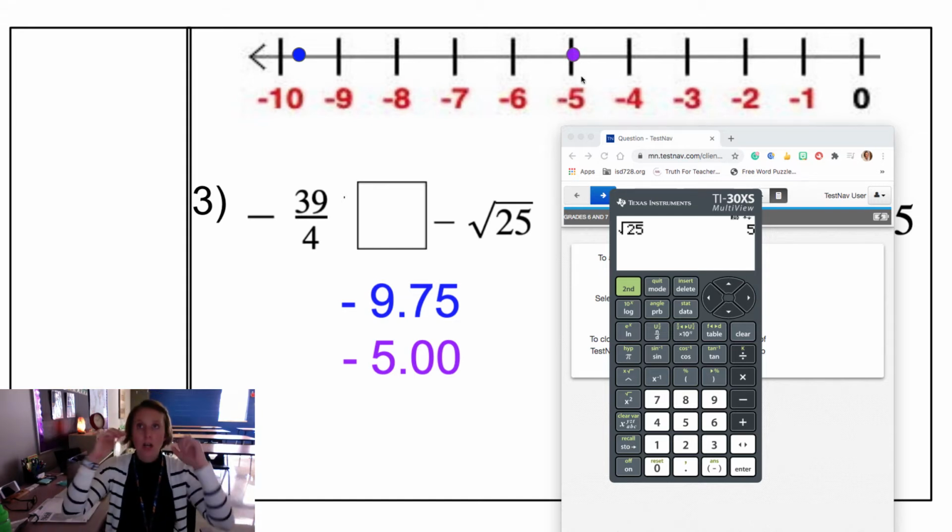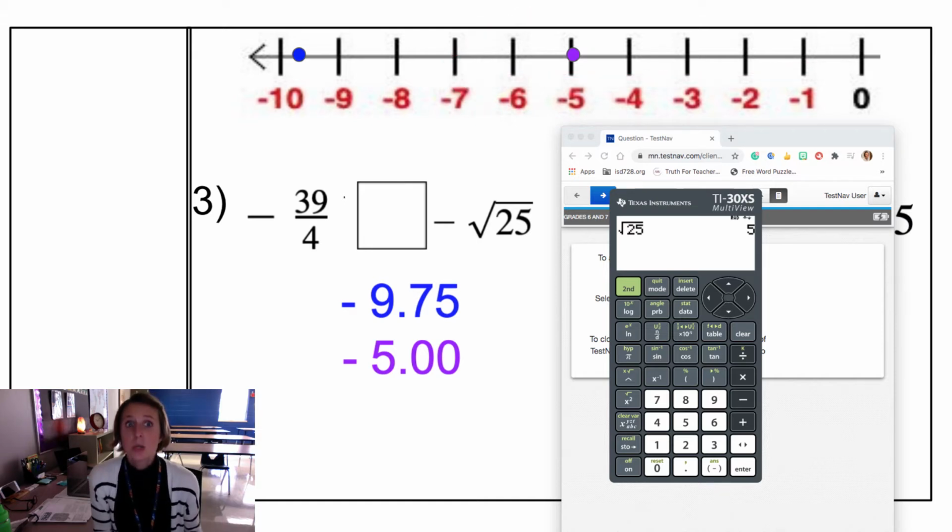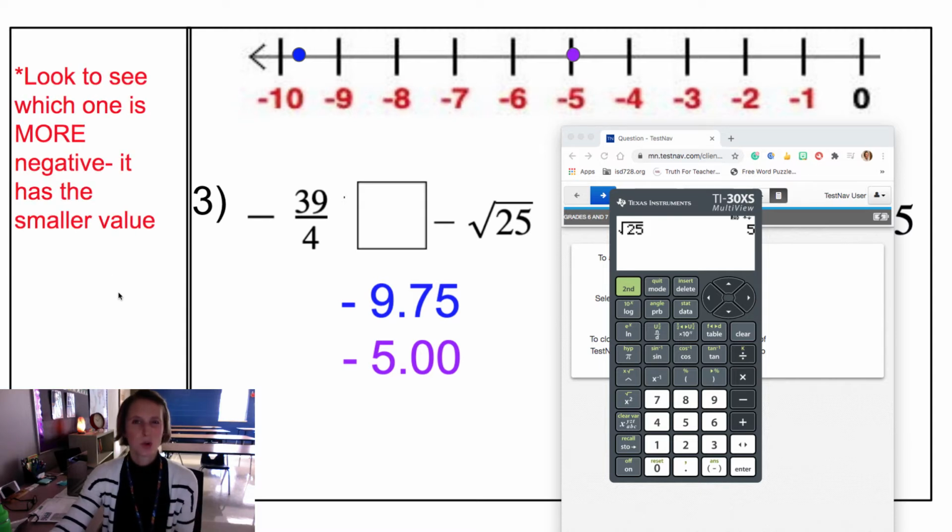Now, remember, as we move to the left on number lines, values decrease, right? So really when I look at this, I'm going to see that negative 9 and 75/100 is more negative than negative 5. Let's put that on the left-hand side of our notes. Look to see which one is more negative. It's going to have the smaller value.